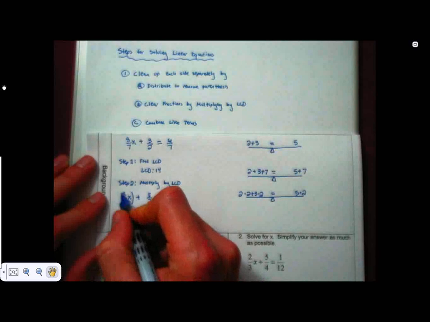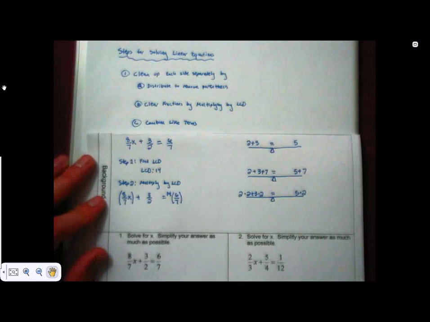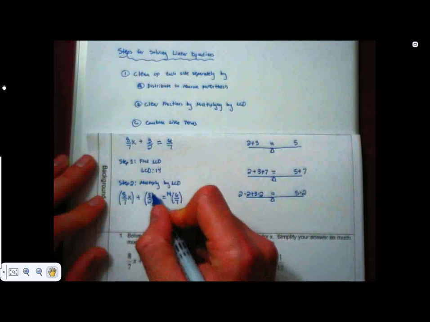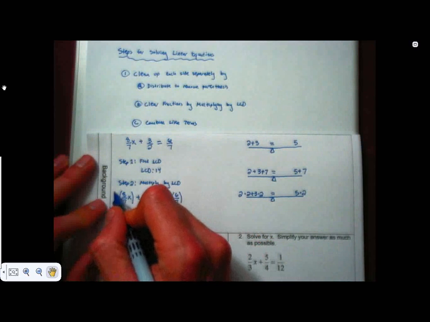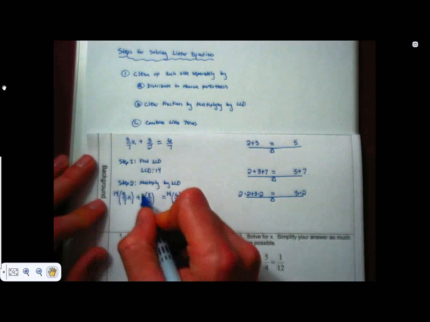as well. So what I do is I put each individual term in parentheses. The operation, which is plus in this case, stays outside the parentheses. And I just put a 14 in front of each term.